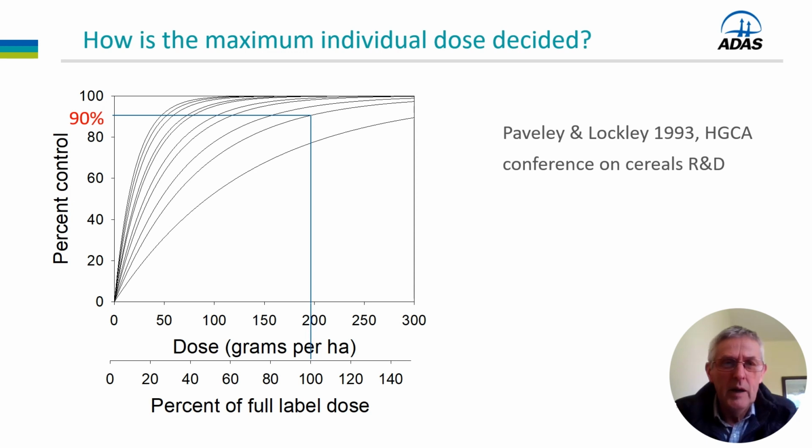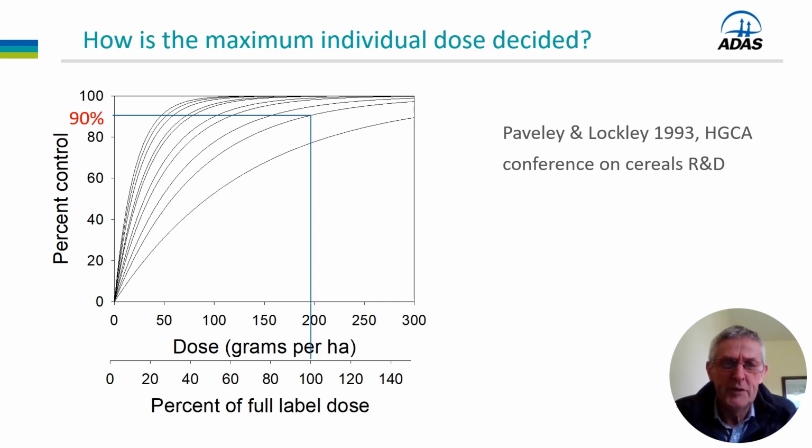Now, I happened to give the next presentation at this conference, and what I pointed out was the implication of this diagram, which is that in one case out of 10, the labeled dose is exactly the dose you need in order to obtain the desired level of control. In one case out of 10, the disease pressure is so extreme that you'd actually quite like to be able to apply a bit more, but you're not permitted to. And in 8 cases out of 10, you could achieve the desired level of control with a lower dose than that specified on the label.